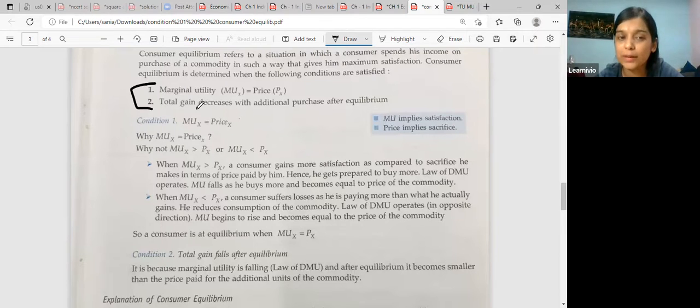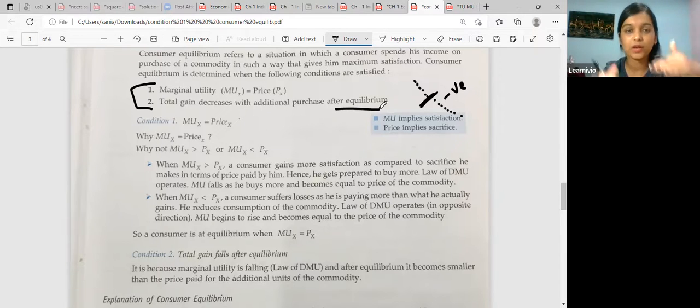Next, you have already done DMU, right? So the second is your law of DMU. Because of the law of DMU, what happens? Total gain decreases with additional consumption after equilibrium. You will reach equilibrium, and after that, whatever you consume, it will be going down. Your MU becomes negative, right? So after equilibrium, you met the maximum. Even after reaching equilibrium, if you consume more, your total gain will decrease.